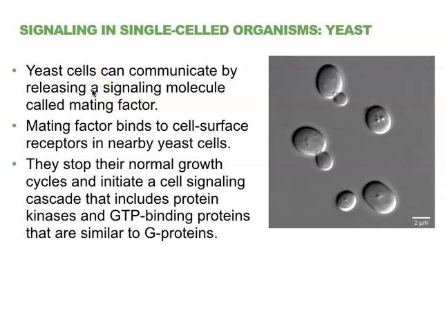And this mating factor binds to the cell surface on nearby yeast cells. And what happens is they stop their normal growth and initiate a cell signaling cascade that actually has those G protein systems inside of it. You're like, yeah, what's the big deal?